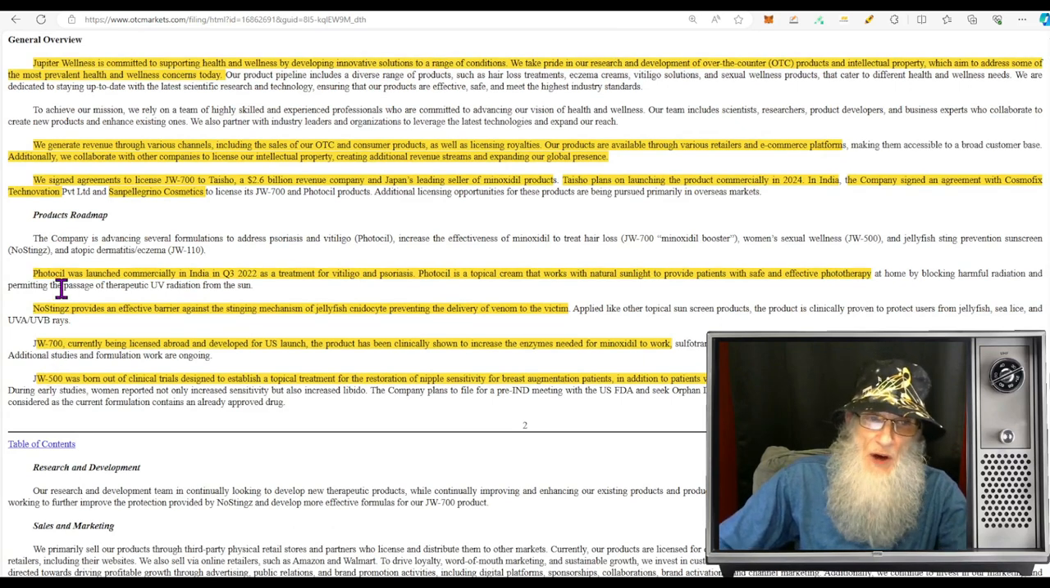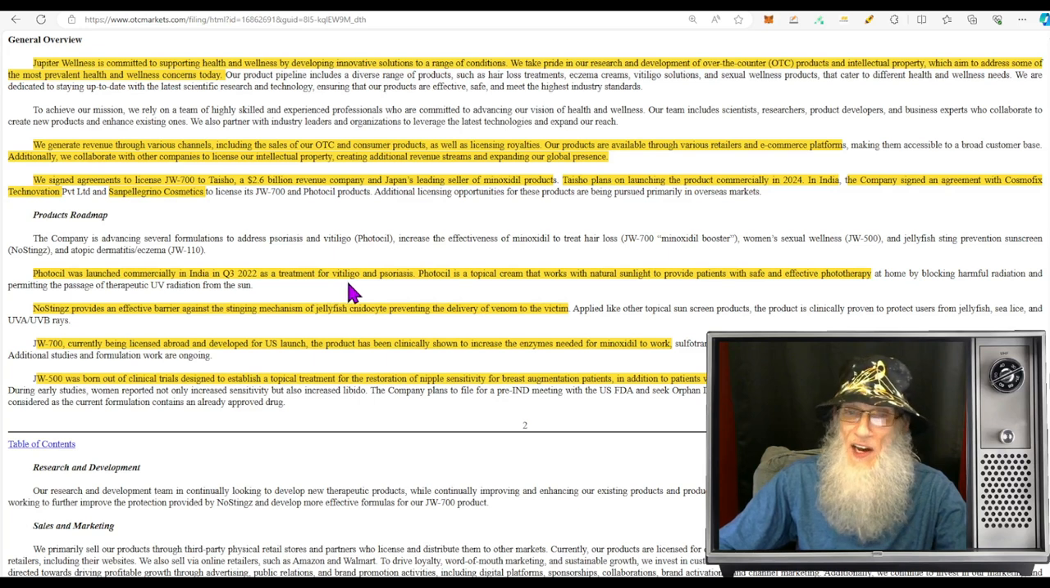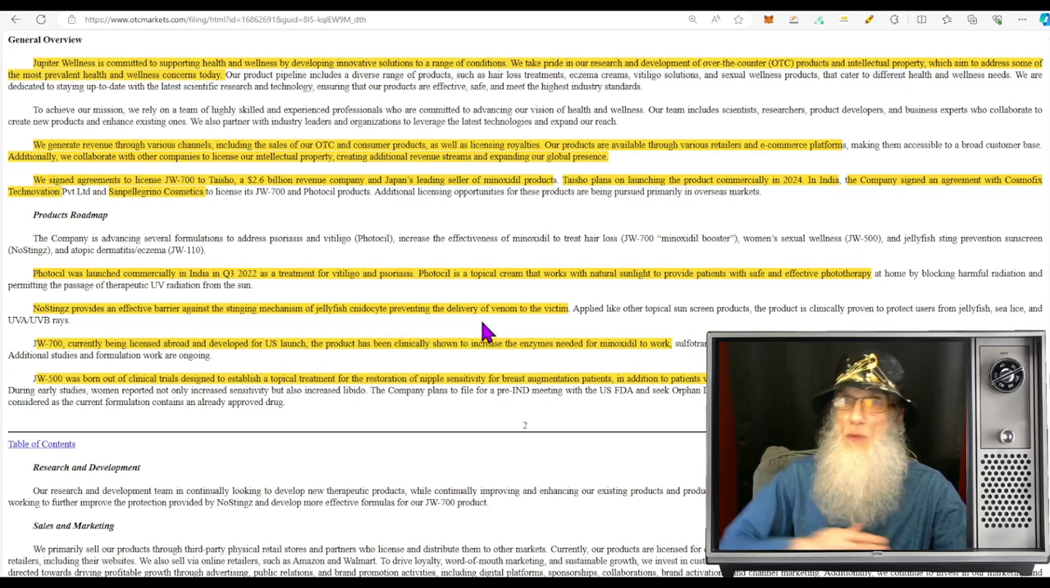Real briefly, Photocell was launched commercially in India Q3 2022 as a treatment for vitiligo and psoriasis. Photocell is a topical cream that works with natural sunlight to provide patients with safe and effective phototherapy. No Stings provides an effective barrier against the stinging mechanism of jellyfish, preventing the delivery of venom to the victim. So this isn't something you put on after you've been stung. This is something you put on to prevent you from even getting stung.